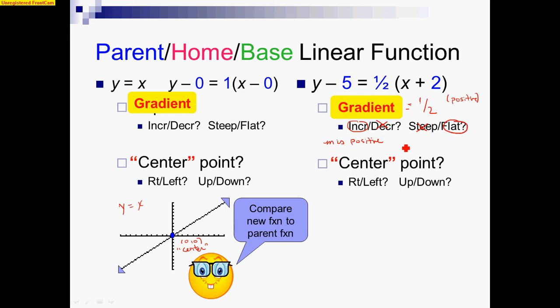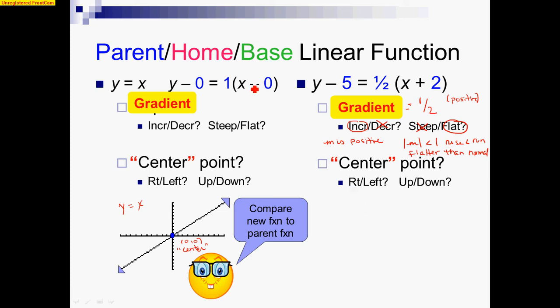Why I think flat is because the absolute value of the slope is less than 1, less than normal, meaning that my rise is less than my run, right? I only rose 1, but I ran 2. So I am flatter. And who am I flatter than? Flatter than normal. And who's normal? y equals x with a slope of 1.